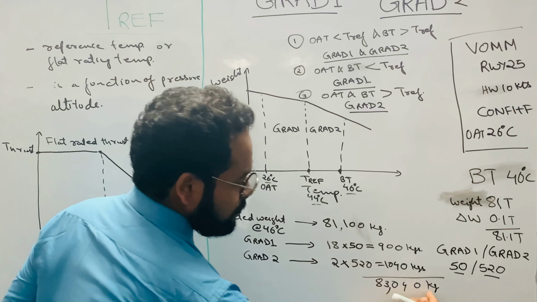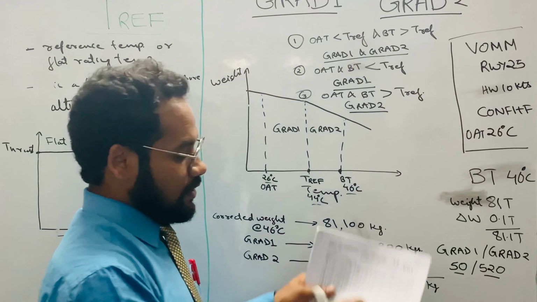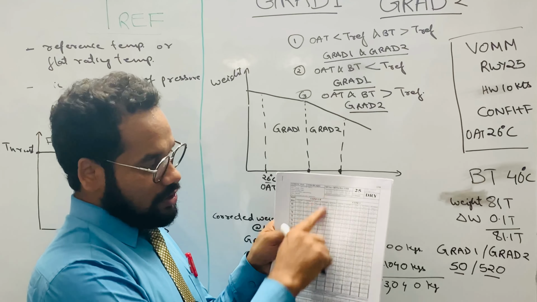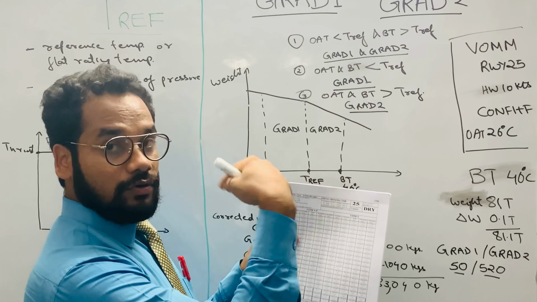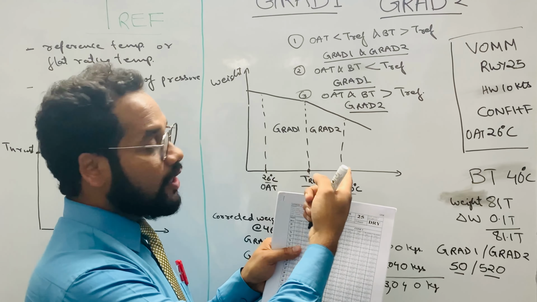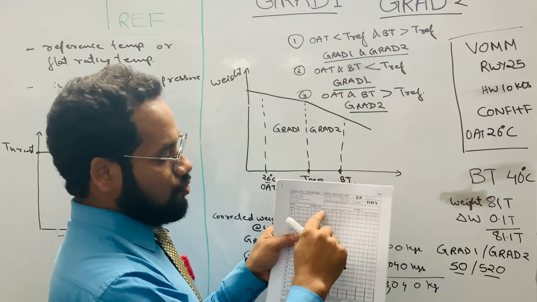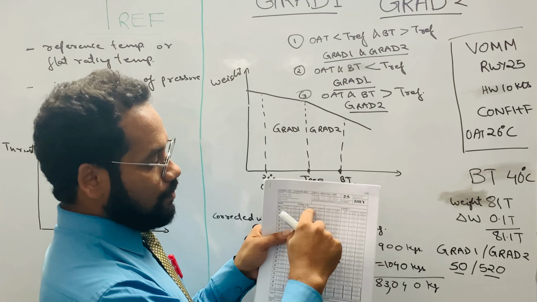This 83,040 kg corresponds to 26 degrees. So for this chart, the temperature is up to 46 degrees Celsius. Okay, so beyond this, if you want to go, you have to extrapolate, and that's what we did. So for 26 degrees Celsius, which will obviously be out of this box, the weight corresponding to it would be 83,040 kgs. Okay, so this is how we have applied the grad correction.